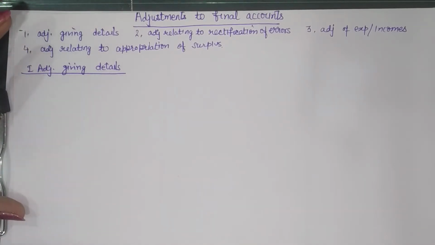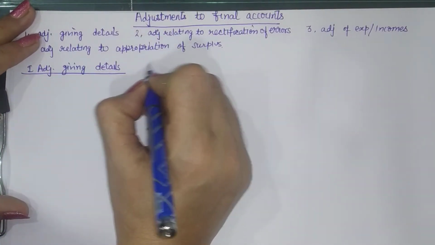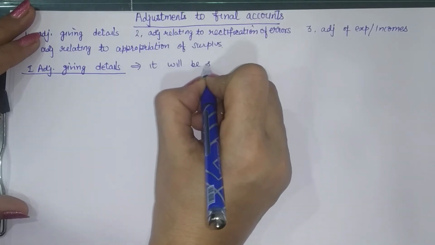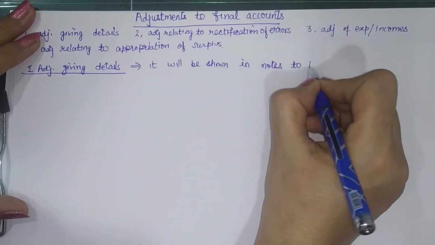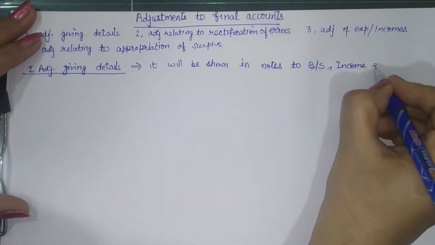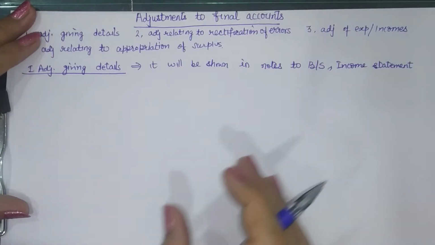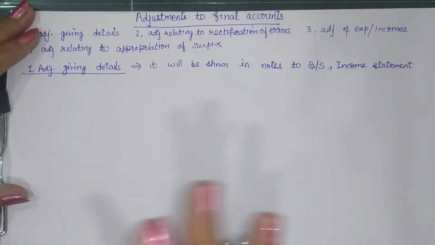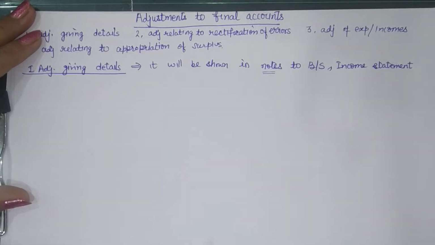So if any adjustment is giving us the details, then we don't need to account for this. So this will not be accounted, but it will be recorded, or we can say it will be shown in the notes to balance sheet or income statement. Right? Because these are not actual transactions. These are just additional information given to us, details of various accounts. So we will simply note down these details while preparing the notes. These do not require our entries.